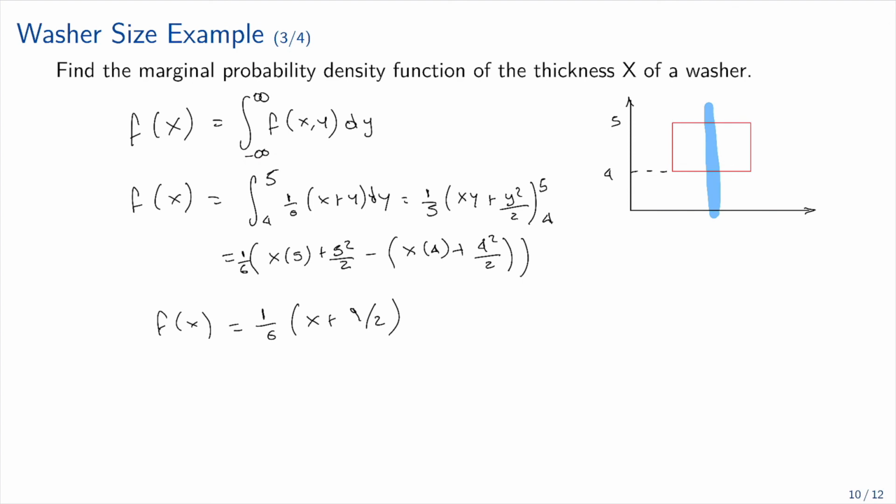So this is the probability density function for the thickness of the washer. We can observe that it's a linear function, and the range for x is between 1 and 2. So we have a straight line whose only possible values are between 1 and 2, and the equation is given by 1/6 multiplied by x plus 9 over 2.